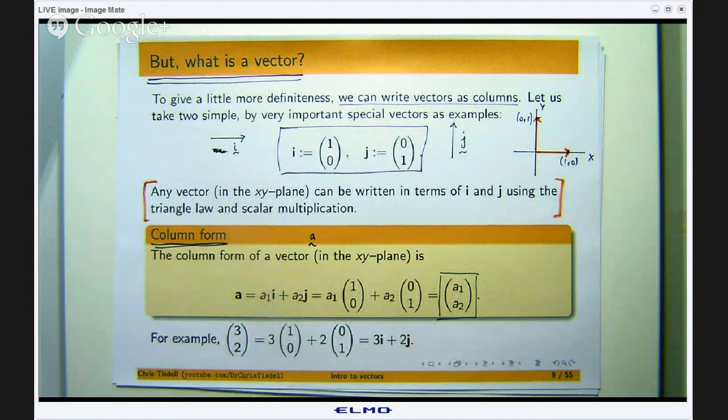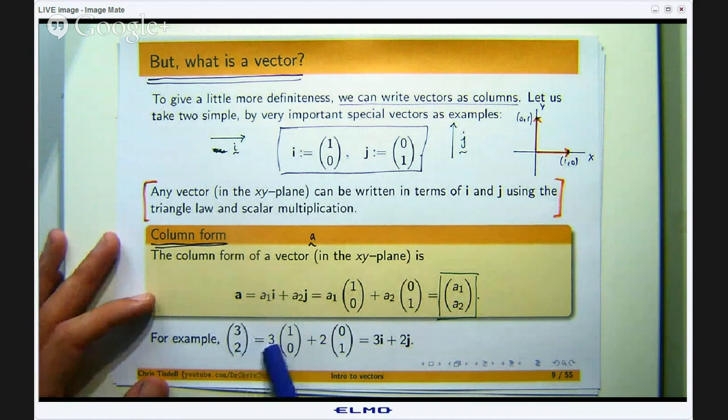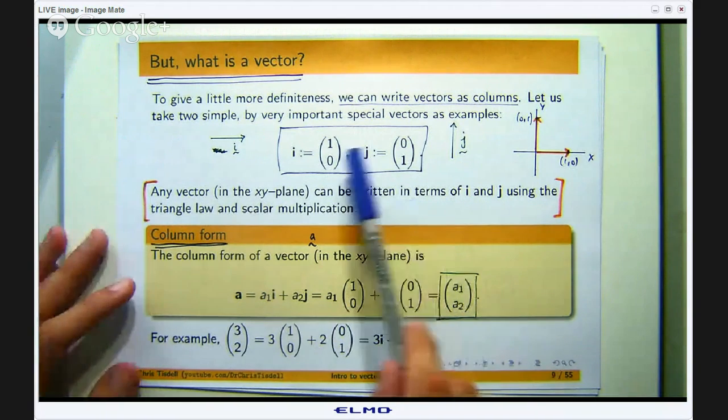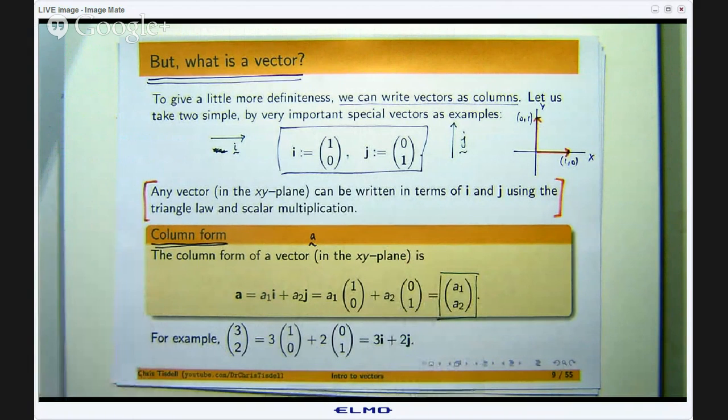So for example, suppose we're talking about the column vector 3, 2. Well, that's just 3 times i plus 2 times j. Now some books always use columns and column vectors. Other books tend to use the i's and j's. That's why I'm writing them together, to get you exposed to both settings.